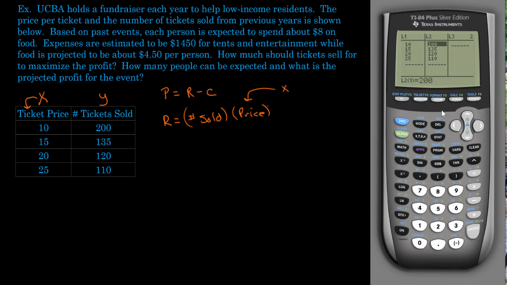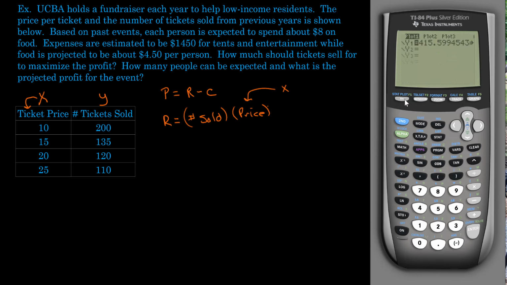From here, we need to set the window so that we can look at the shape of the data. The X values are my ticket prices. Notice I've run it from 0 to 30 by 5, so I have some space on each side. The Y values are the number of tickets sold. I've run this from 0 to 225, and this allows me to have some space beyond the number sold at 200.